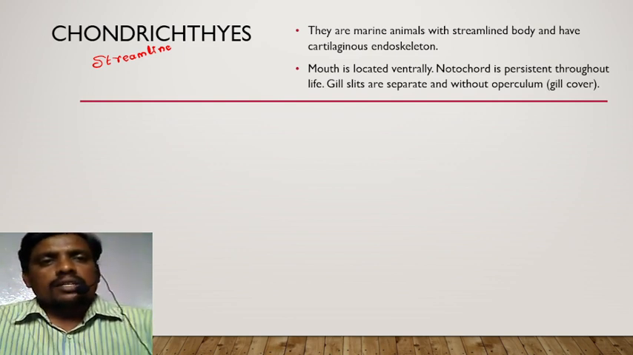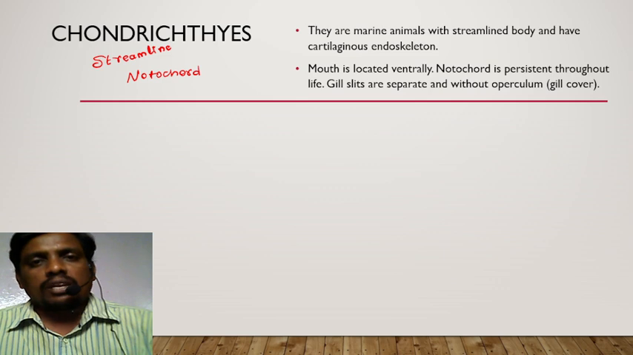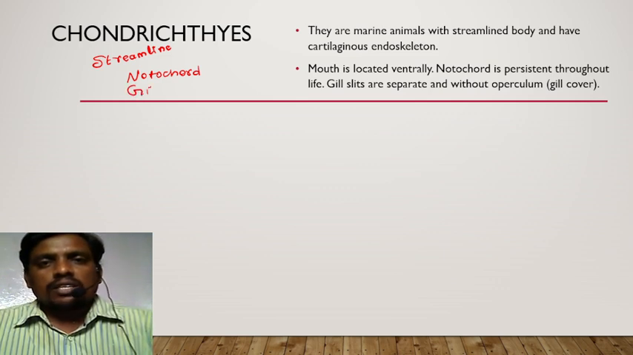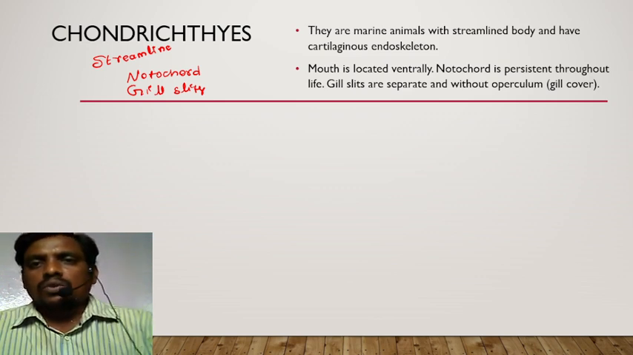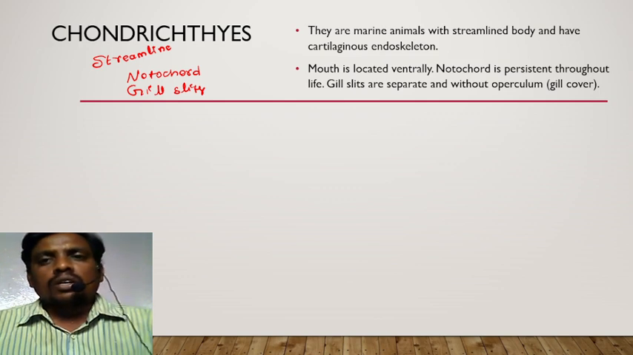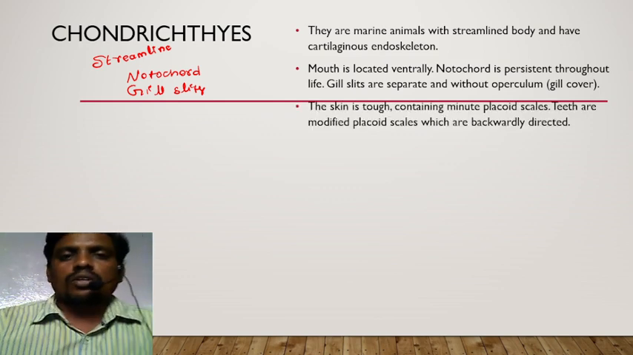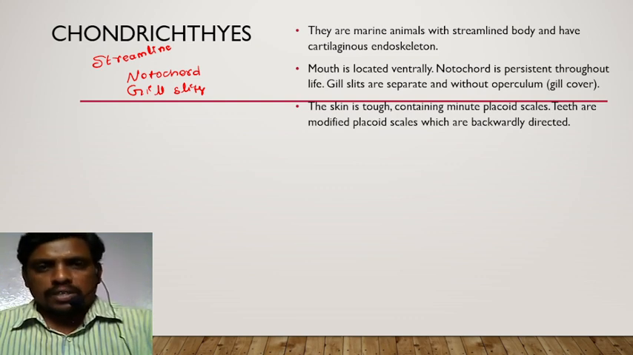The mouth is located ventrally. Notochord is present, persistent throughout life. They have gill slits, which are separate and without operculum. Operculum is a protective covering on the gills, and it is generally absent.